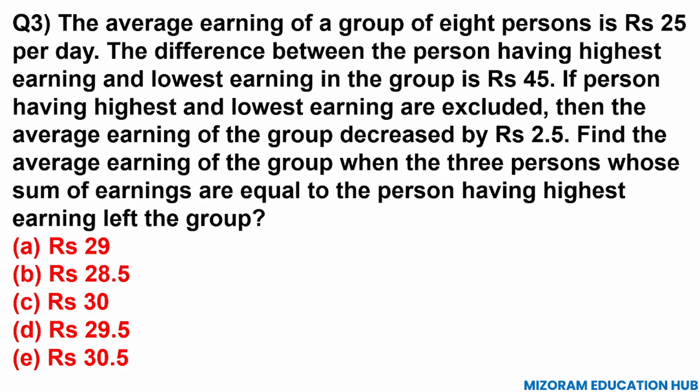Find the average earning of the group when the 3 persons whose sum of earnings are equal to the person having highest earning left the group. Yes. Now let us break down the question.